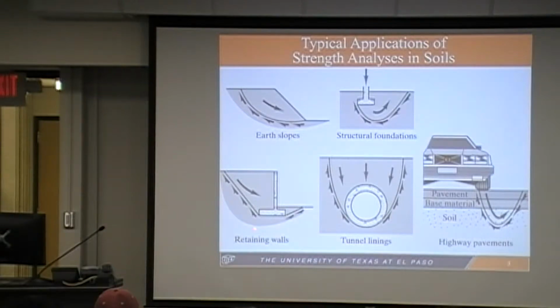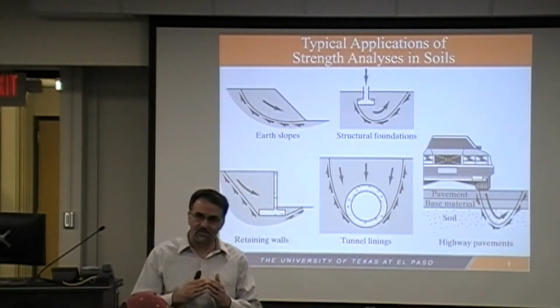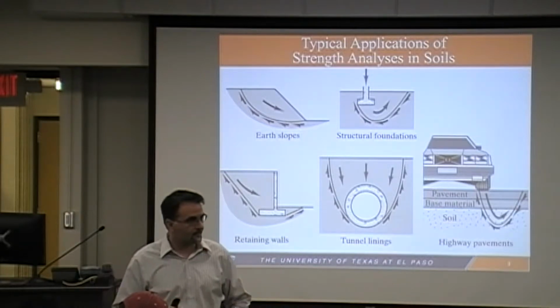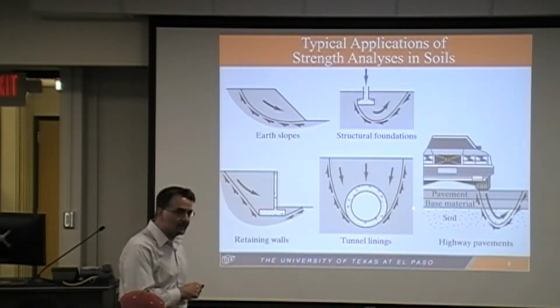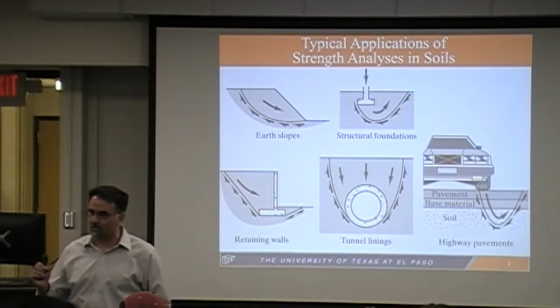So all of these are called failure surfaces. Failure surfaces or failure planes are planes or surfaces where the magnitude of the stresses exceeds the strength of the material. Does that make sense? Any point along this line tells you that the magnitude of the stresses is higher than the strength of the material.